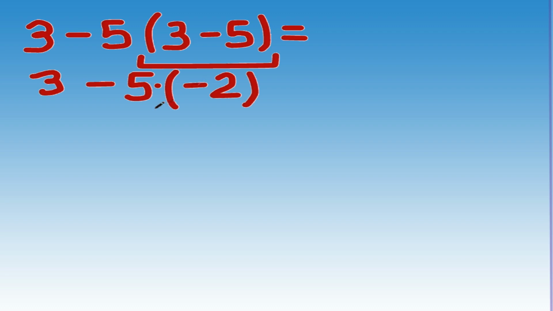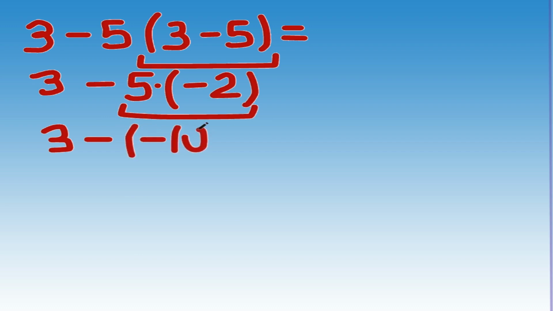So now we need to do the multiplication here. So we get 3 minus, and this multiplication. We get 5 times minus 2, so again we get a negative number, so we need to write it in the parentheses. We get minus 10.